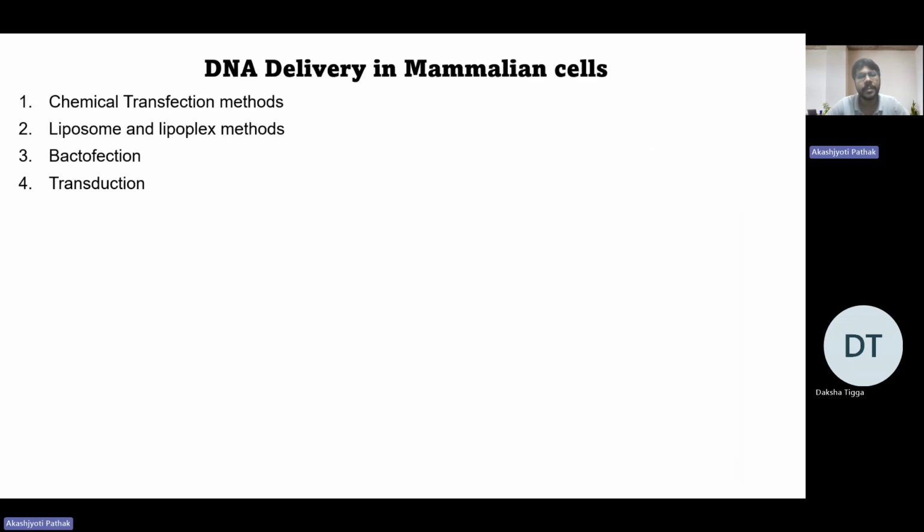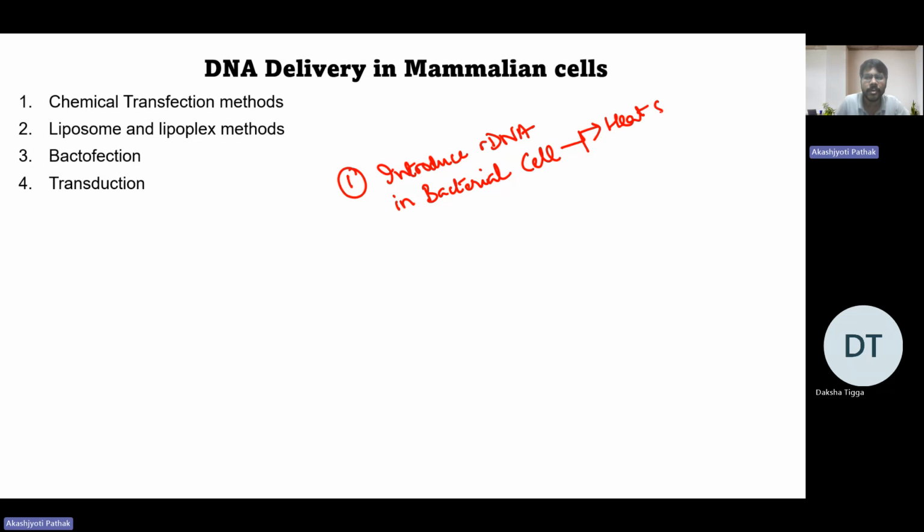Now, what methods did we learn? First we learned about how we can introduce the recombinant DNA in bacterial cells, isn't it? So what were the various methods? One is the heat shock method and another is the electroporation method. So remember the names, heat shock and electroporation.